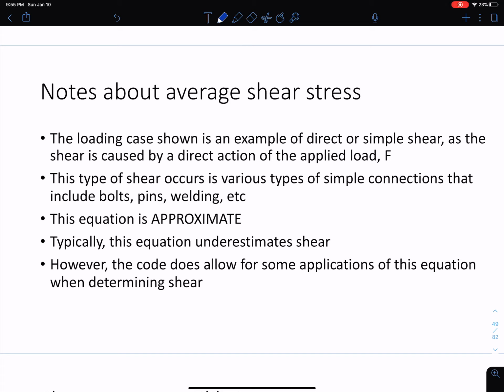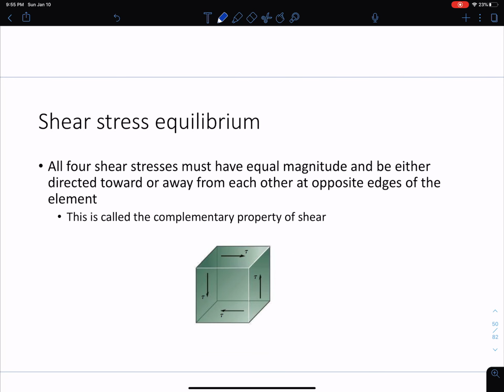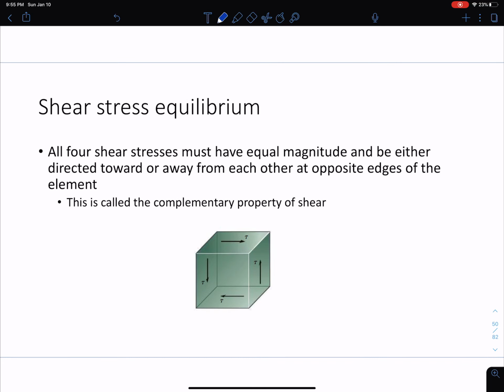Okay. So let's see. Shear stress equilibrium. What we know is that if we're going to isolate this small element, you can think of this 3D block coming from a larger beam or some type of structural element. If we isolate this small block, all four of those parallel sides are going to be subjected to shear stresses that have equal magnitude, and they're either directed away from each other at the opposite edges or toward each other.